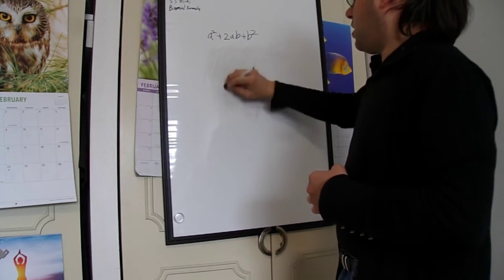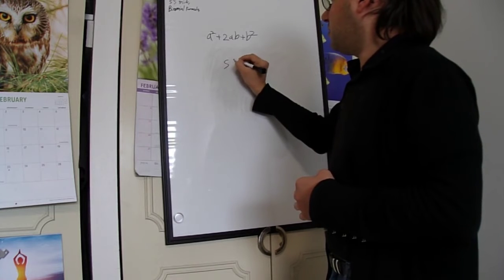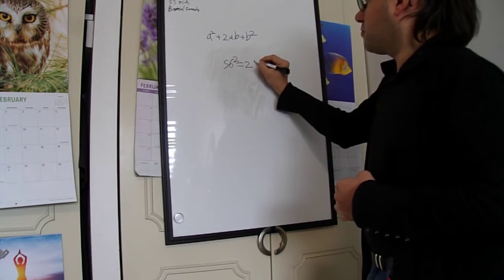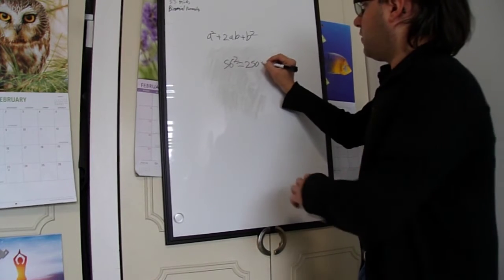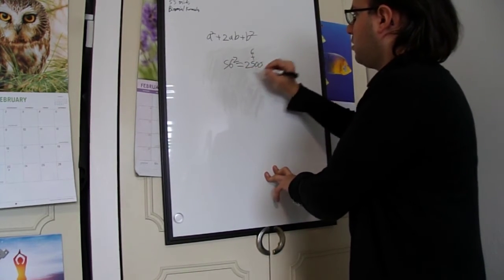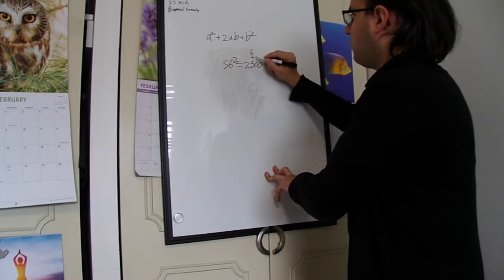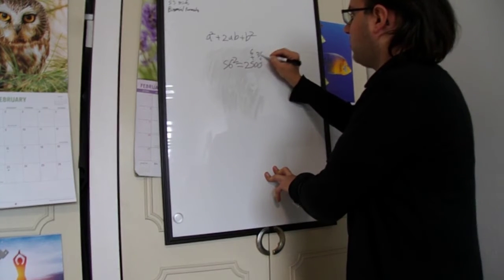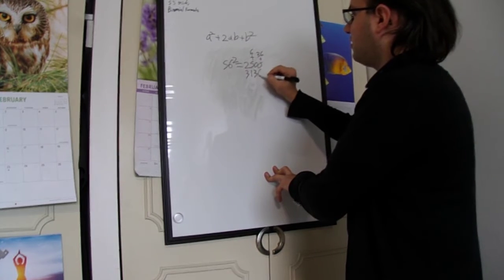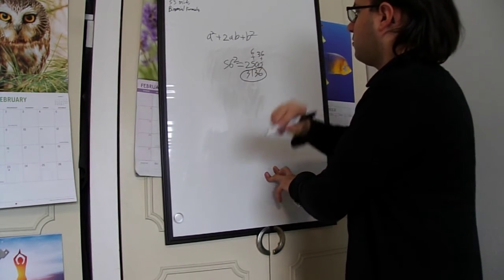So number one, try 56 squared. Start at base 2500, add that 6, add that 6 squared, which is 36. You got 3136, the answer.